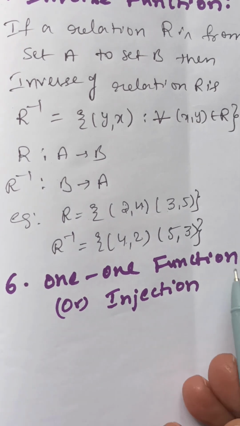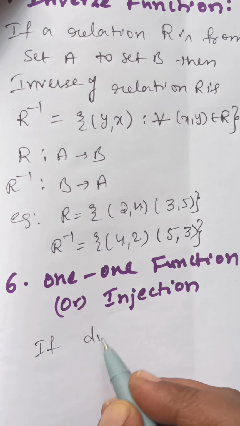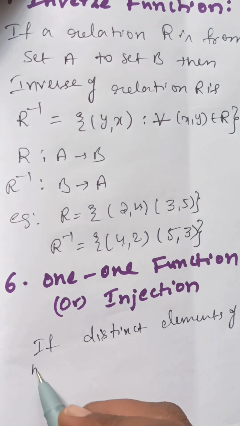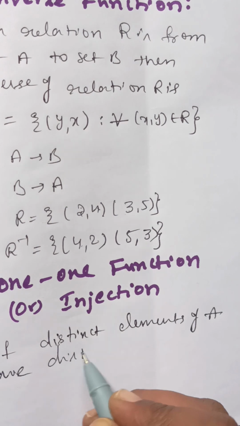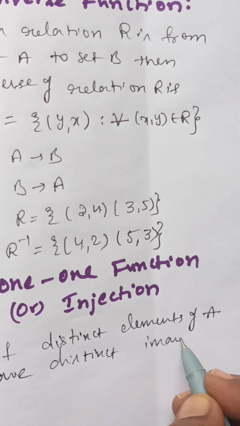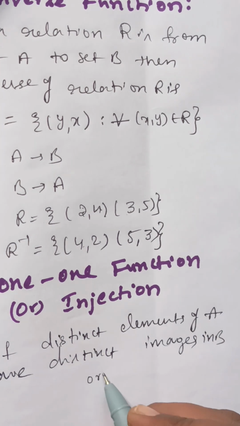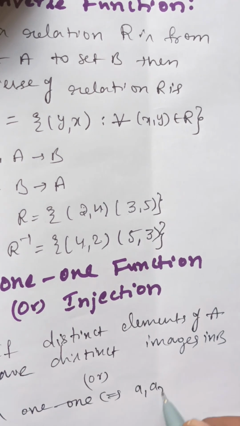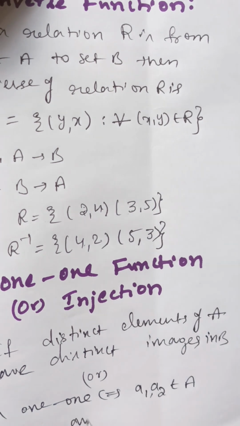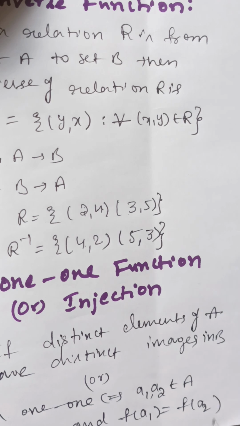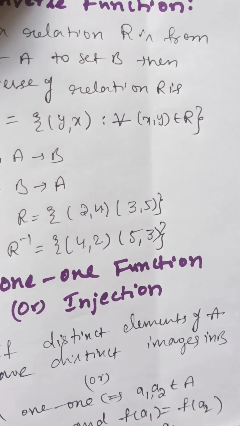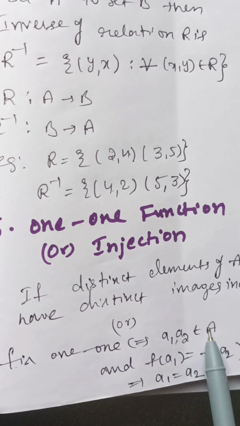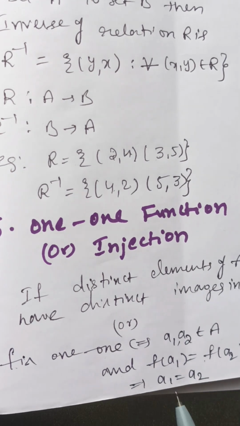Next one, one-one function, or an injection. If different or distinct elements of A have distinct images in B, or we can also define it as: a function f is one-one if and only if, taking two elements a1 and a2 in the first set, f of a1 equal to f of a2 implies a1 equal to a2. These are the two definitions.